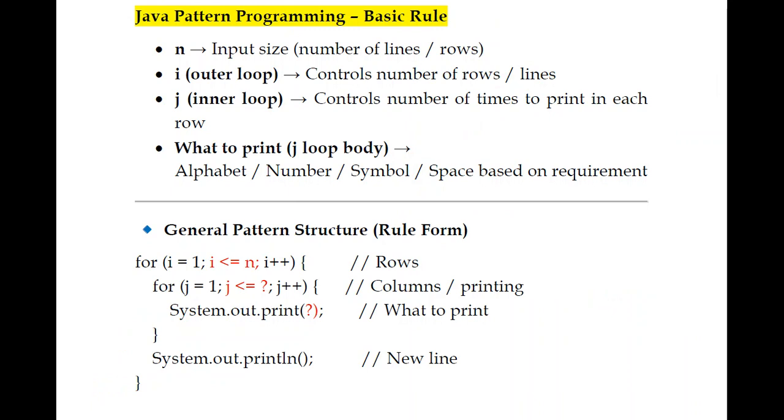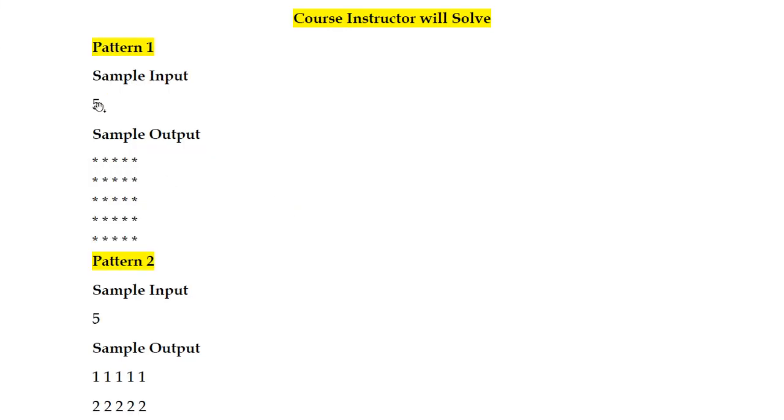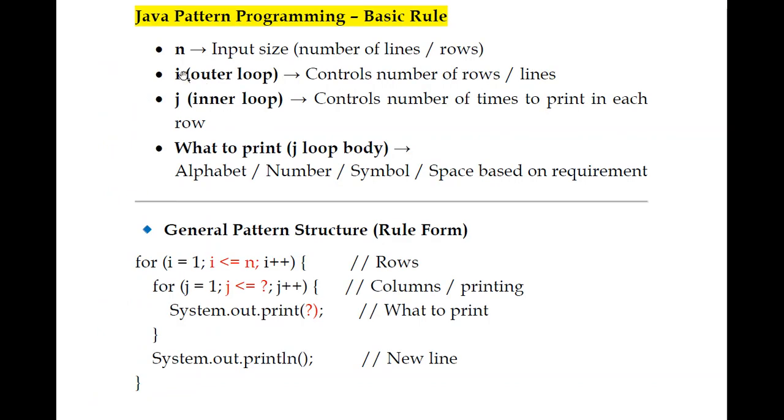Three variables are very important to solve this kind of pattern programs: n, i, j. The n variable indicates input size, that is the limit. How many lines or what's your limit? For example, 5 rows you are going to print, or 3 rows. That decides it. Here, what's your sample input? 5. So this is your n value. How many lines or rows are you going to print? What's your endpoint or limit? That decides the n variable.